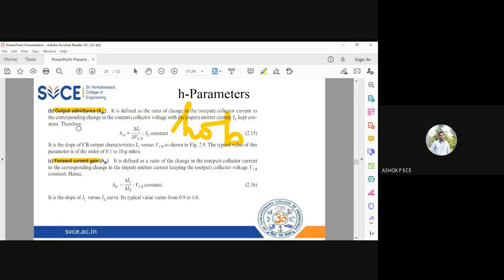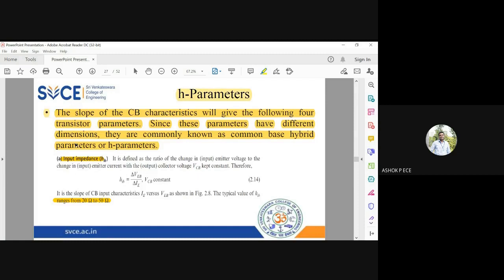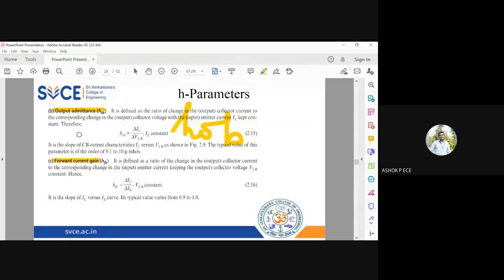So what is the unit of admittance? This is the impedance unit, ohms. What is the unit of admittance? It is ohm inverse, or it is called as mho, or you call it as Siemens, capital S. So this is the unit for admittance. And the value of admittance is 0.1 to 10 micromhos.